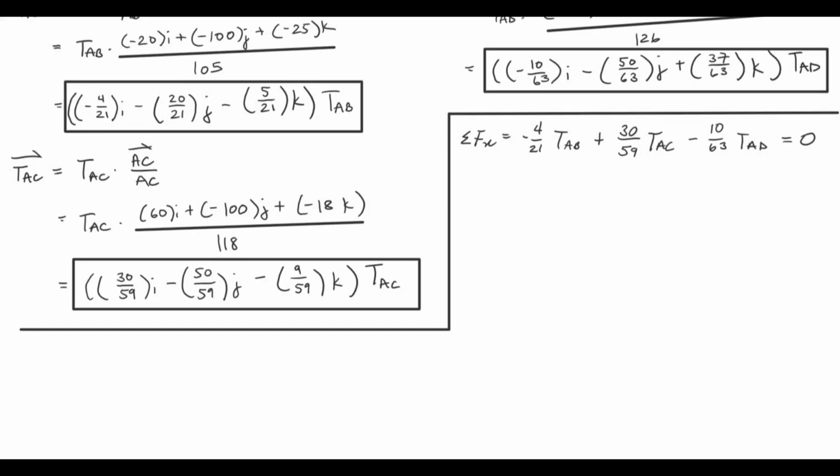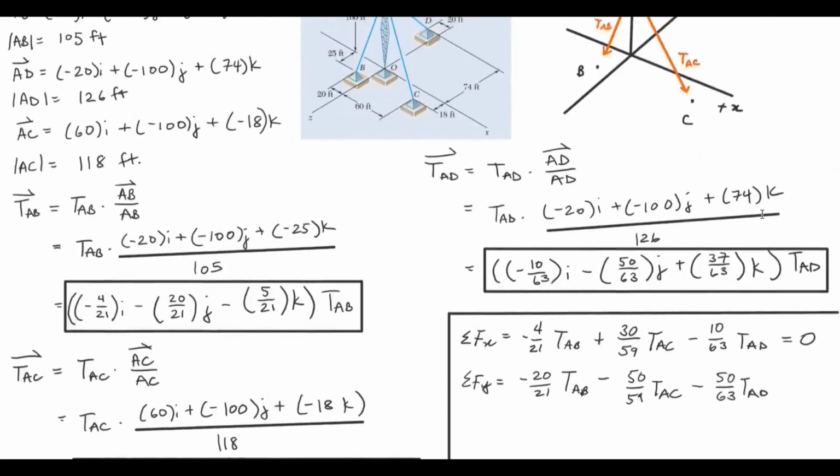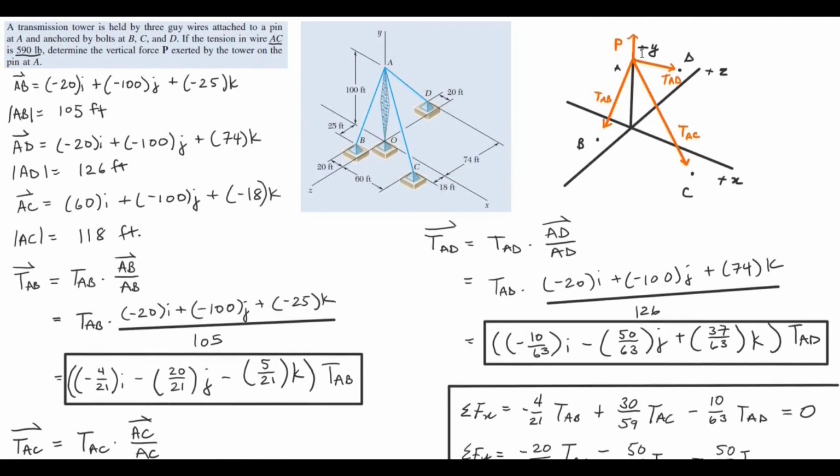We're going to do the same for the sum of the forces in the y direction. And this is all the j components, and we're summing them up. And this is going to give us minus 20 over 21 times tension AB, minus 50 over 59 times tension AC, minus 50 over 63 times tension AD. And finally, we also have a plus P, because we have a vertical force P going up.